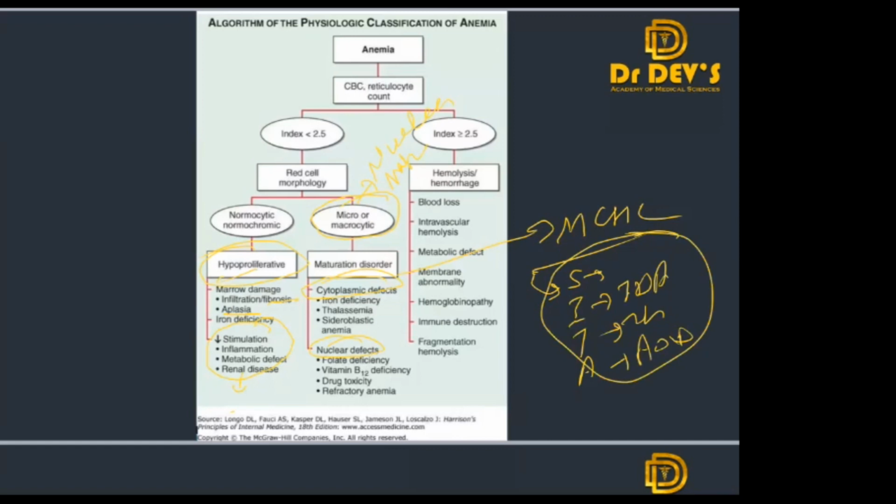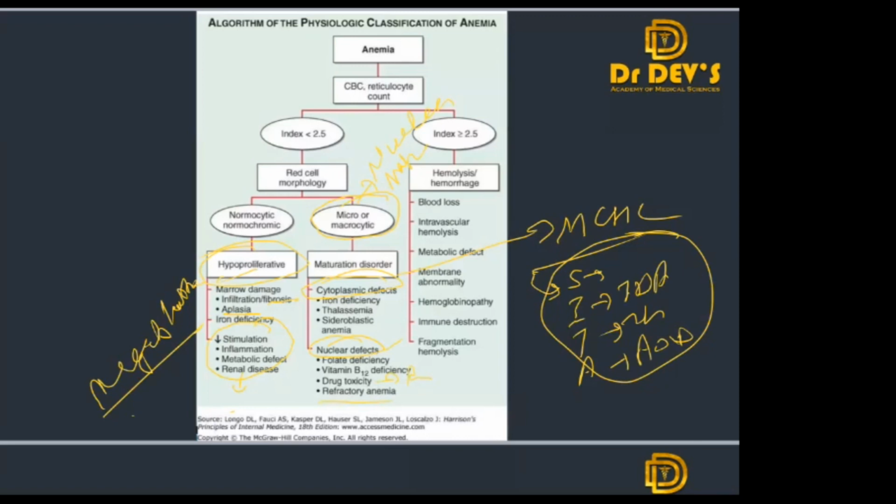And what are the causes of nuclear defects? That is megaloblastic anemia, where the cell size will be larger. The causes are folate deficiency, vitamin B12 deficiency, any anti-folate drugs, or refractory anemia. So this is the algorithm of the classification of anemia.